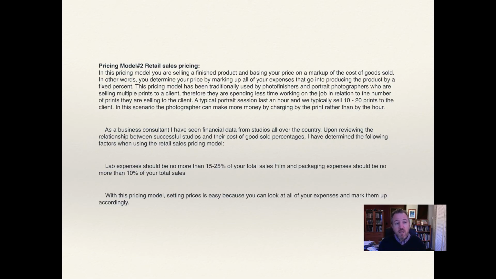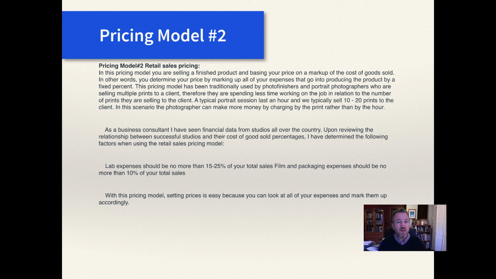The second pricing model is a traditional retail pricing model, which simply means that we mark up all our expenses related to producing the product. Typically, we're marking up our lab expenses by a 5 or 6 times factor. If you're first starting out and you're really concerned about pricing, a minimum 4 times, but most of the time 5 to 6 times is the appropriate markup for that.